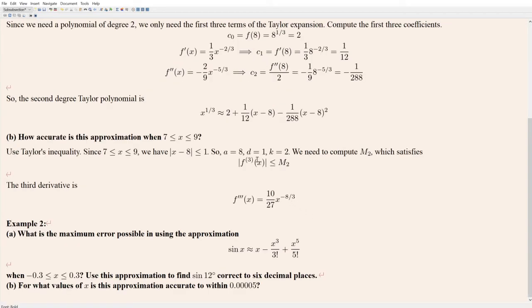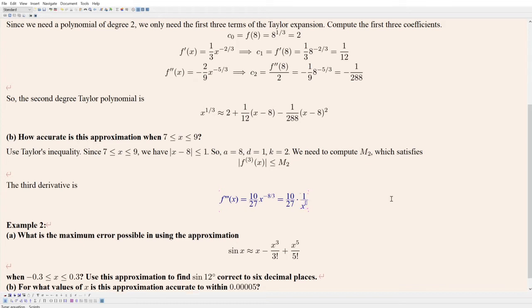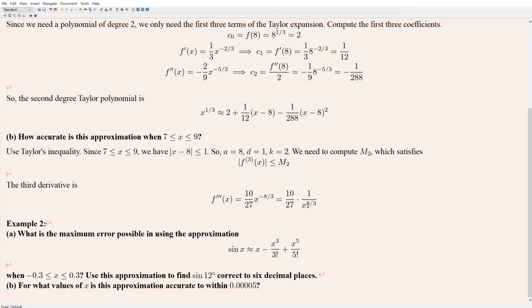Okay, so what is a bound on this guy? Well, what is this function doing? What does this function look like? We got 10 over 27, which, whatever, that's a constant. But this, being a negative power, is a reciprocal. Now, x to the 8/3 is an increasing function, right? Any power function like that is increasing. So that means the reciprocal is going to be decreasing.